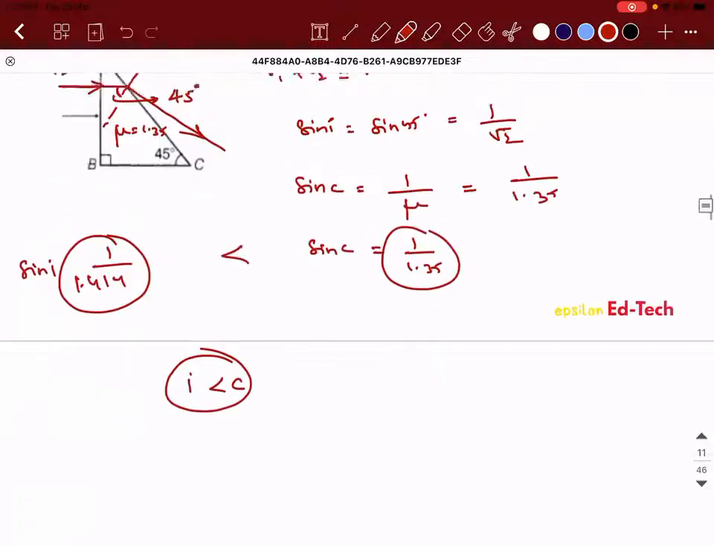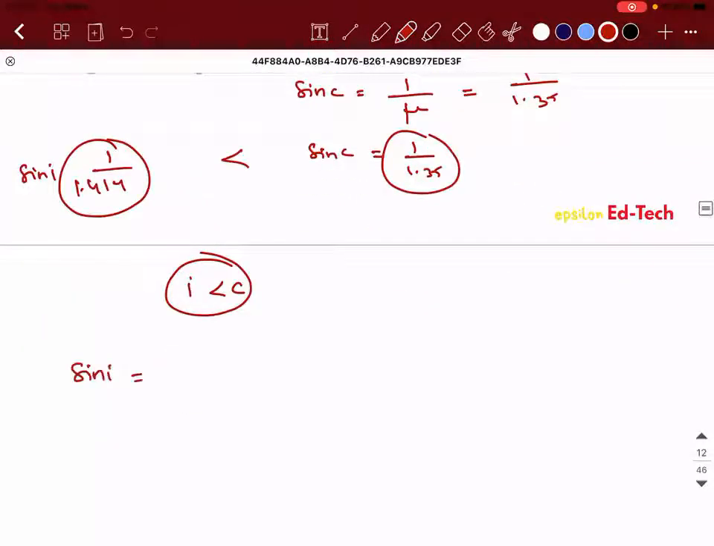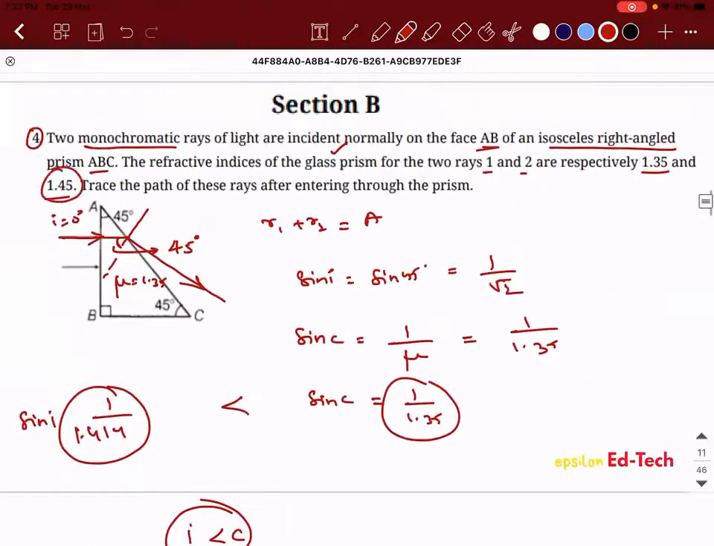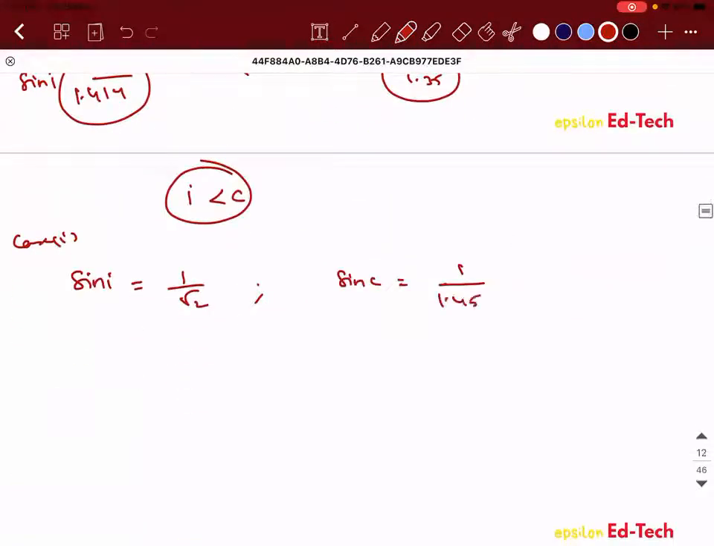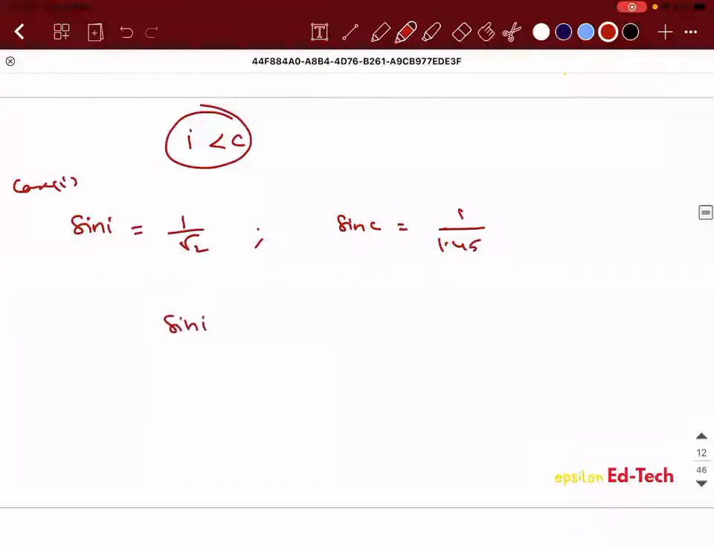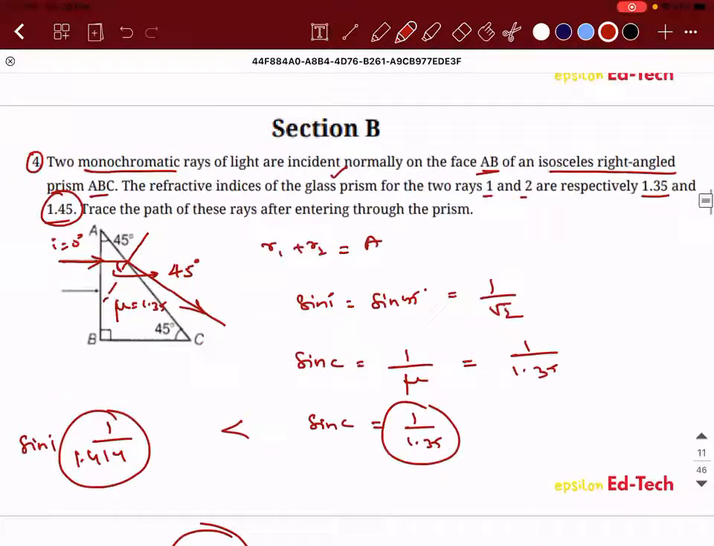Whereas in the second case, what is going to happen? Sin i in case number 2 is still 1 by root 2. What is sin c? That is 1 divided by the refractive index, 1.45. So sin i, that is 1 by 1.414, is greater than 1 by 1.45. So what is going to happen? The angle of incidence is greater than the critical angle. When the angle of incidence is greater than the critical angle, the second ray will undergo total internal reflection. Is the logic clear or not?